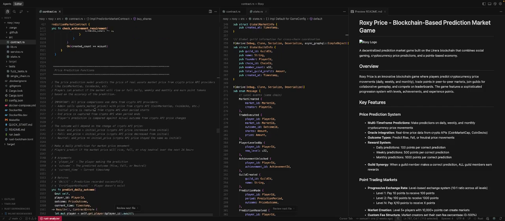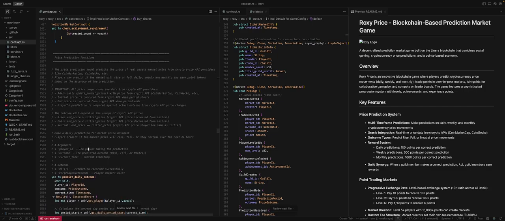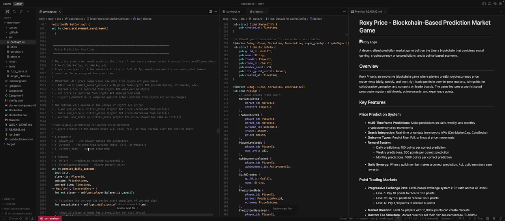Important: all price comparison uses data from crypto API providers. Admin calls update market price with the price from the crypto API, with the initial price captured from the crypto API at period start, and the price is captured from the crypto API when the period ends. Player prediction is compared against the actual outcome from crypto API price changes. Now, the outcome will depend on the changes from the crypto API: rise, fall, and neutral.